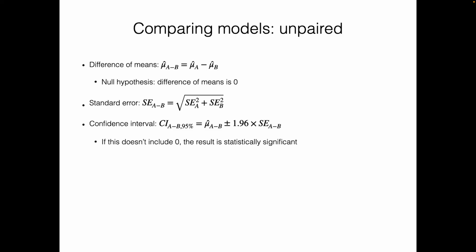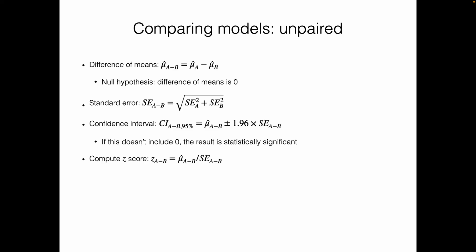Okay, so now you could have a confidence interval. And one thing you could say is if the confidence interval doesn't include zero, then this result is statistically significant for confidence level 95%. Another thing you could do is to do these tests, like a t-test or z-test.